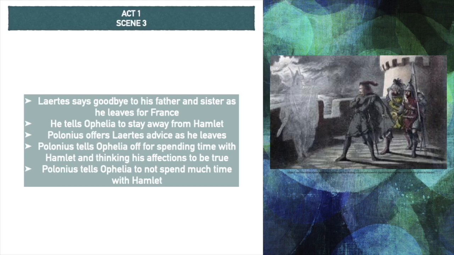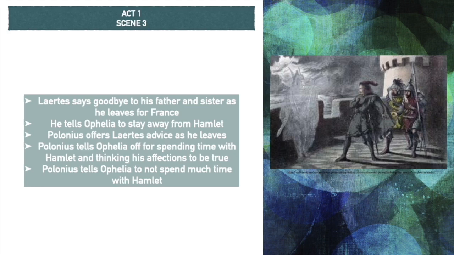And Ophelia says, "Laertes was talking to me about Hamlet," and Polonius tells Ophelia off for spending time with Hamlet and thinking his affections to be true. He says, "He's not being truthful. You're just sort of like a passing thing for him. You shouldn't be spending time with him." And he really condemns her.